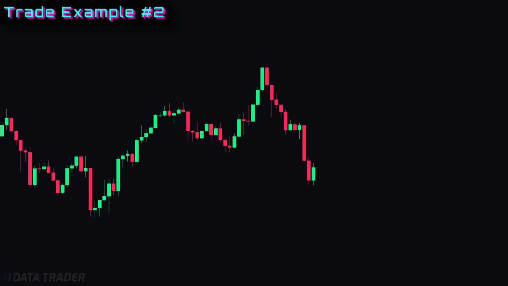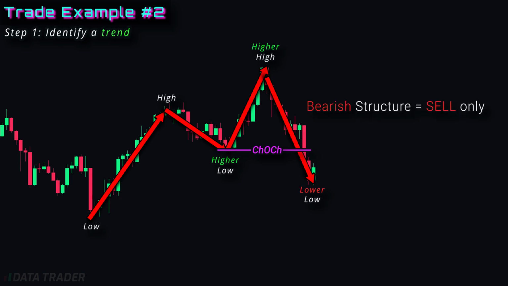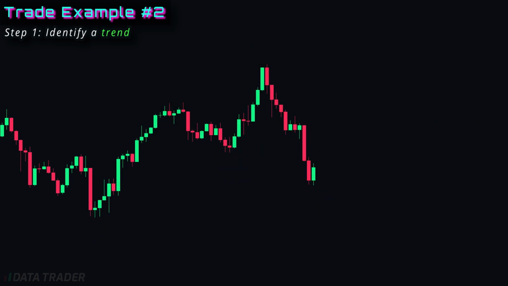So again, the first step is finding and identifying a trend. And in this chart, we can actually see that price initially created higher highs and higher lows, indicating that the market is initially in an uptrend. However, we noticed that a change of character has happened, as price went down, breaking below the previous lows, forming lower lows. This shows us that the market is now in a downtrend, meaning we're looking to take sell positions only.